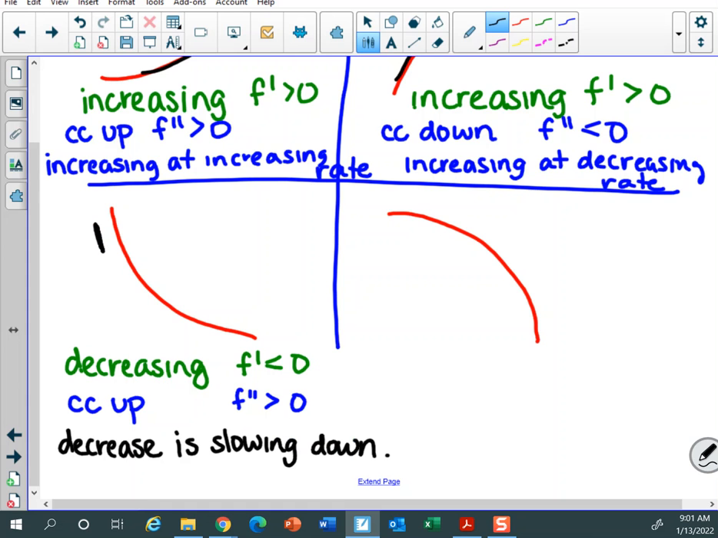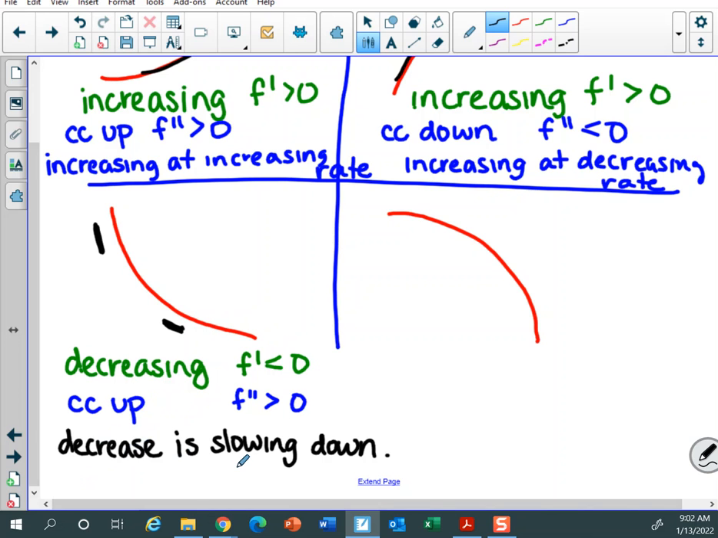It's dropping faster over here than over here. This is a quick drop. This is a gentle drop. If you think about it like a roller coaster, when we have this kind of downhill, this steep part is where the drop is happening quickly. This is where the drop is happening more slowly. So the easiest way for me to say that is the decrease. It's decreasing, but the decrease is slowing down.